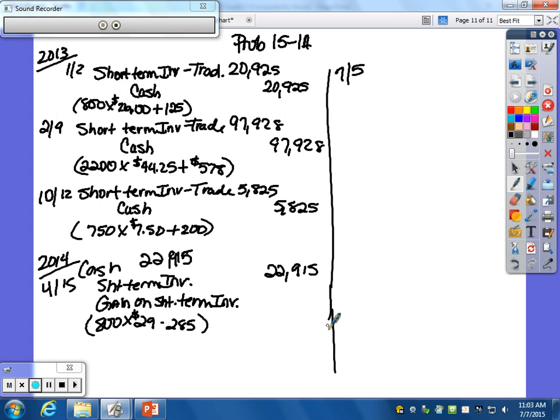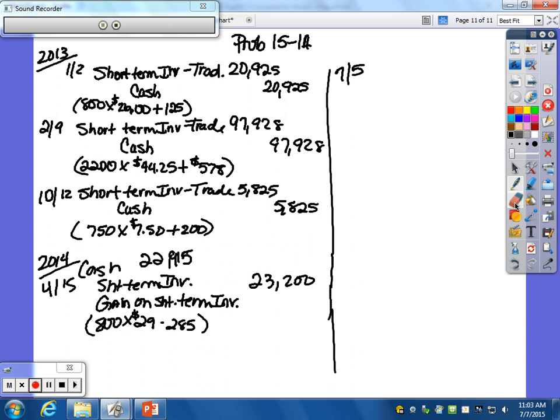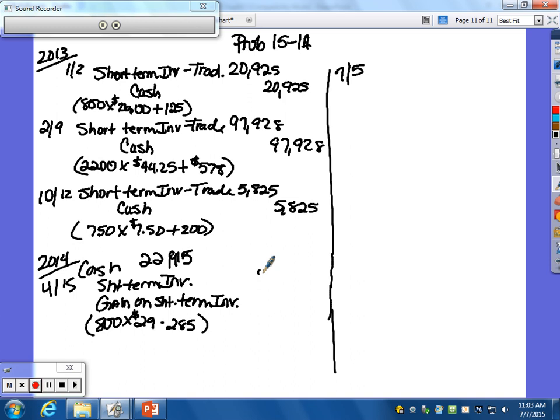What was the short-term investment? The short-term investment cost $23,200. So what's the gain? Don't you do 800 times the 29? No. You have it up here at the top. You just calculated all this stuff at the top. The short-term investment was worth how much? $20,925.